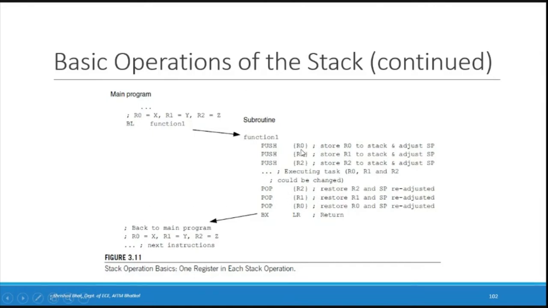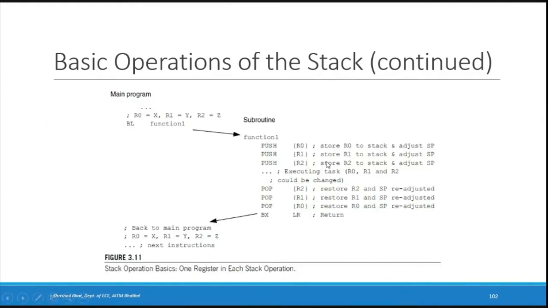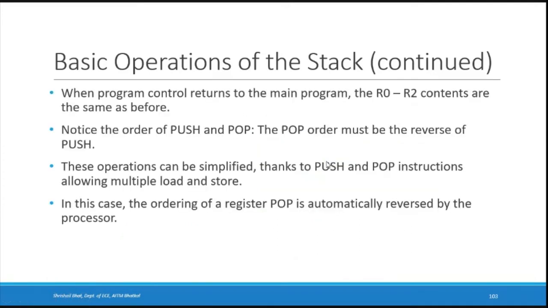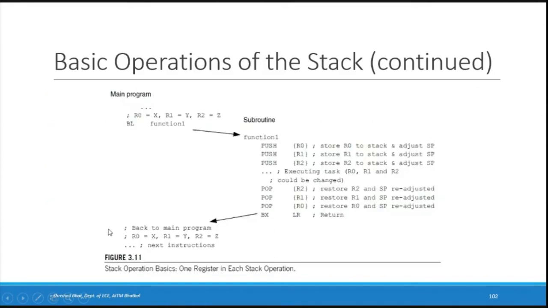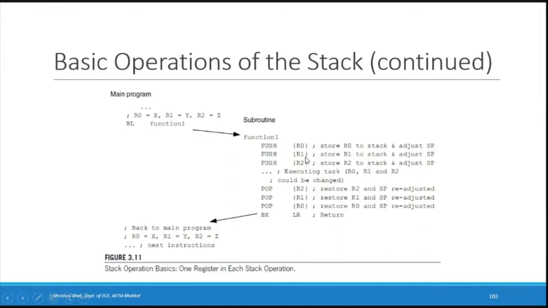So here you are popping and pushing multiple registers. In Cortex M3, you can use a single instruction to push and pop multiple registers. That is by using R0 dash R2. So when program control returns to the main program, the R0 to R2 contents are the same as before. If it is X, Y, Z, it will be the same, as we can see. Notice the order of push and pop. The pop order must be the reverse of push. So if it is R0, R1, R2 for push, then for pop, it should be R2, R1, R0.